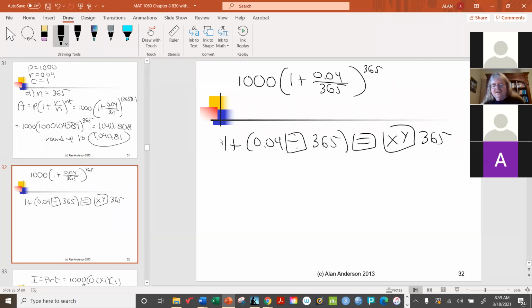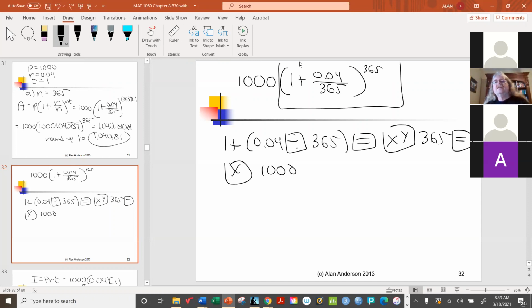Exponent 365 equals, and then multiply that by 1,000. This is why I always say in these calculators, you should do the most complicated part first and then save the easy stuff for last. Going from left to right, it was going to take a long time to figure out what this thing wants us to do. This one worked out beautifully.